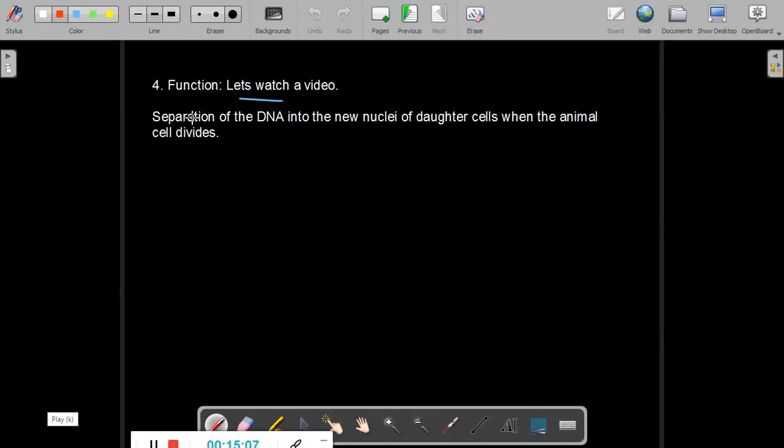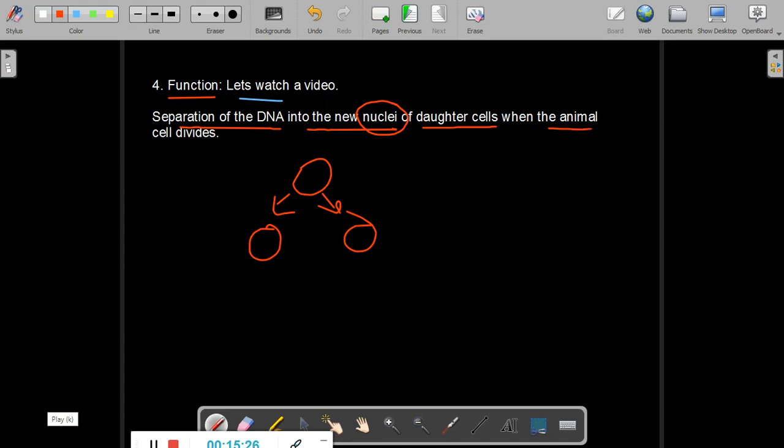Cool. So, what is the function? Let us just finally put it into a statement. The function of the centrosome is to separate the DNA into two new nuclei, or two nucleus of daughter cells. Daughter cells are the two new cells that are formed by the parent. Alright, so these are daughter cells when the animal cell divides. So I hope you've understood what centrosomes are.